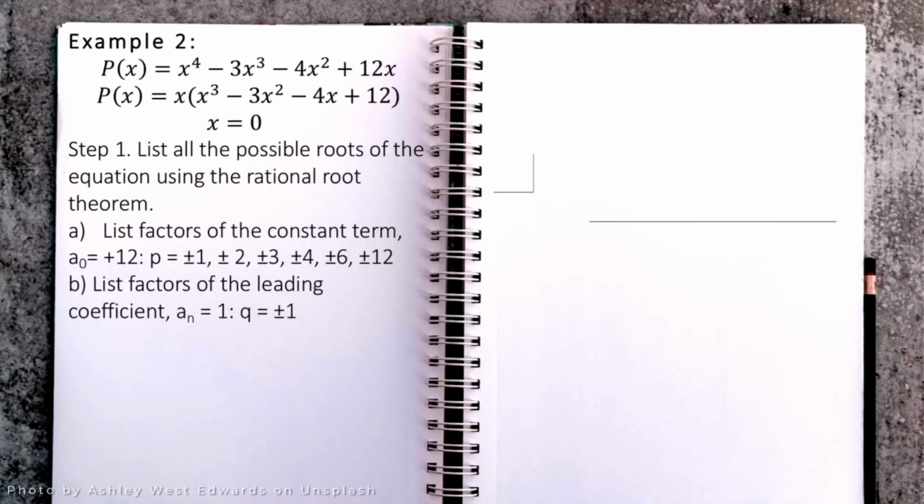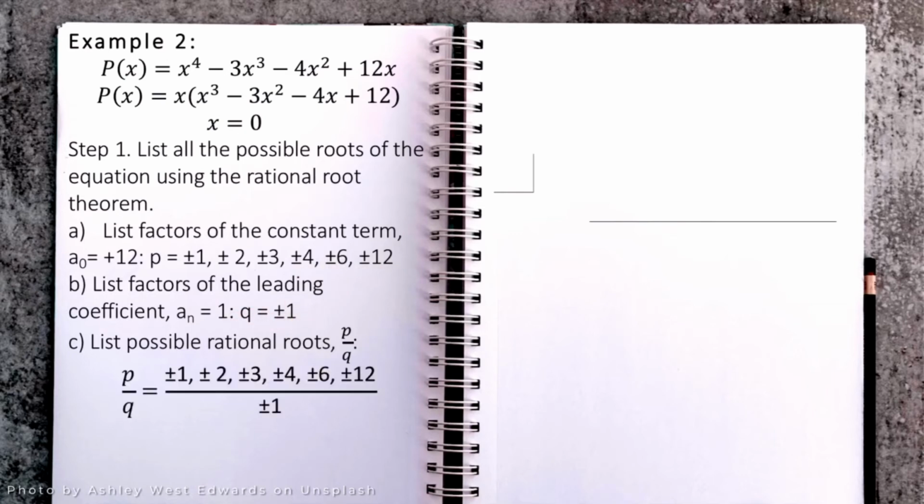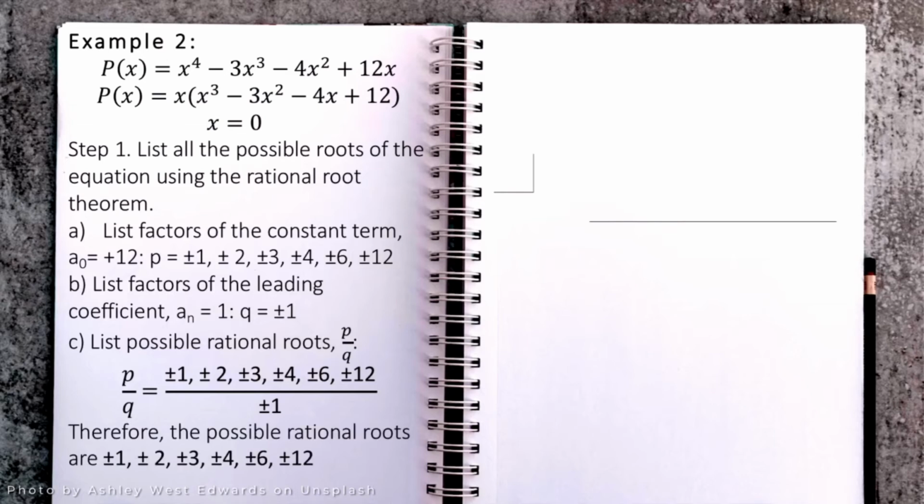And then we're going to divide P over Q, or we're going to divide all of the factors of the constant by the factors of the leading coefficient. Then, after dividing, the possible rational roots are positive negative 1, positive negative 2, positive negative 3, positive negative 4, positive negative 6, and positive negative 12.